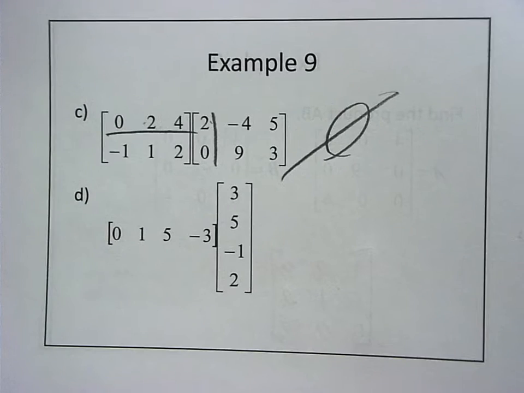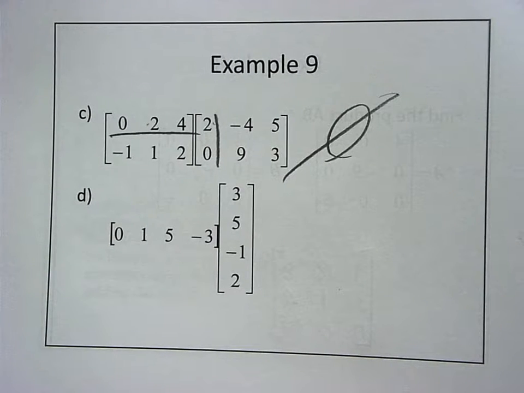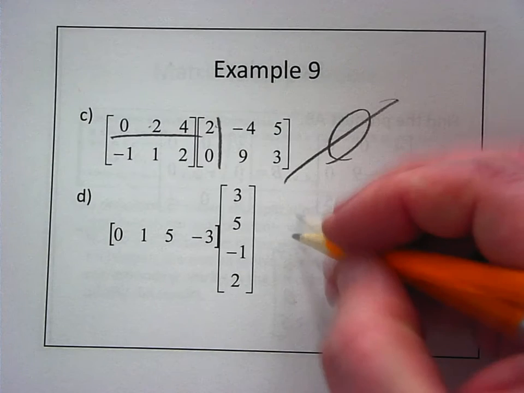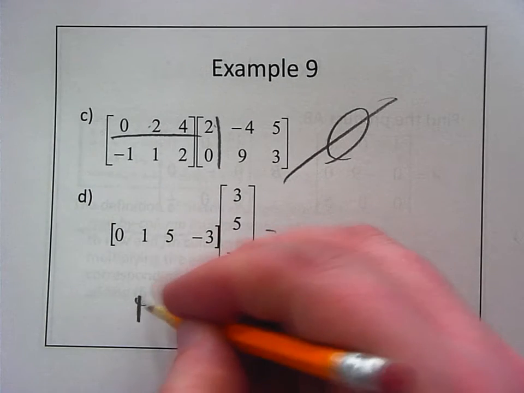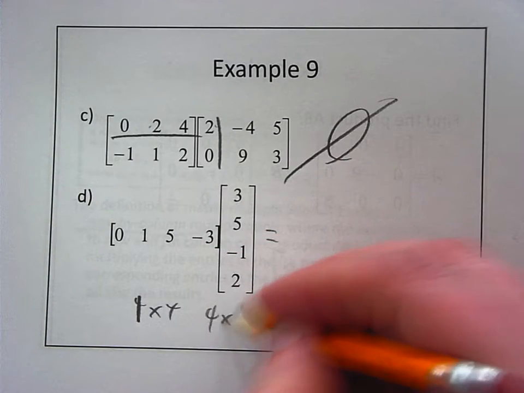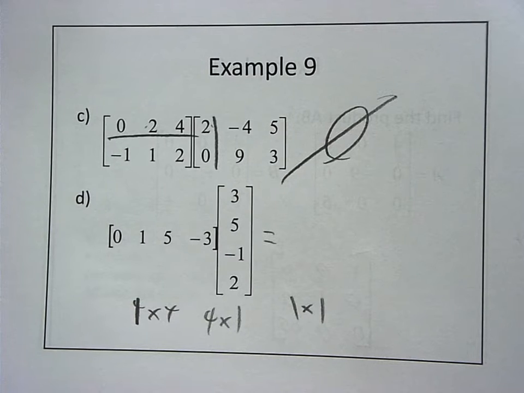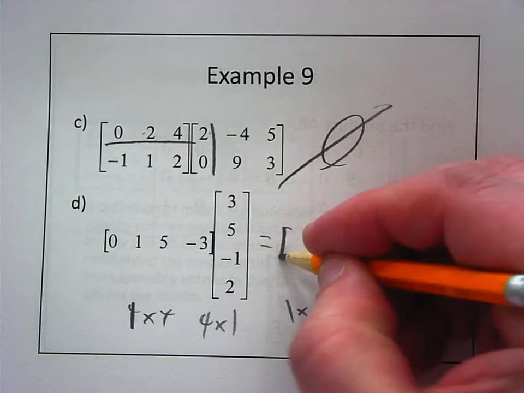What's going to be the size of your resulting matrix for D? 1 by 1. So it's a 1 by 4 times a 4 by 1. If I flipped it and multiplied it the other way, what would be the dimensions of the answer? 4 by 4.